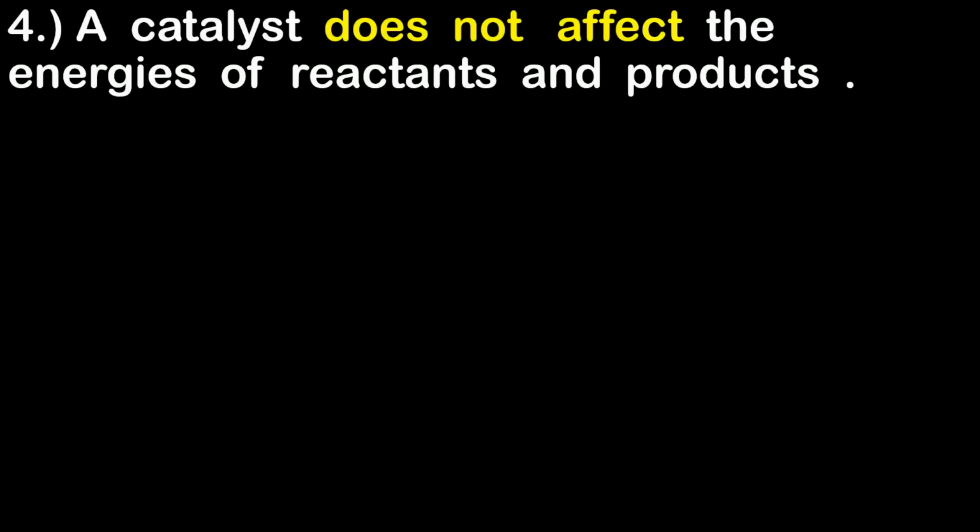Moving on with the fourth general characteristic. It tells us that a catalyst does not affect the energies of the reactants, nor will it affect the energies of the products, which means that it is not going to give energy to the reactant, nor is it going to take away energy from the reactant, and the same applies to the products as well.